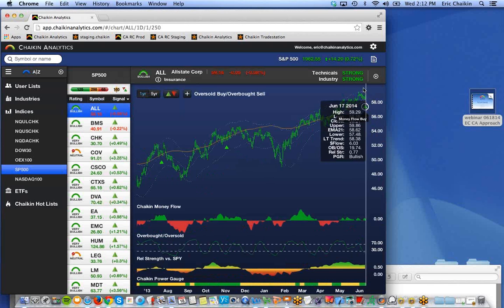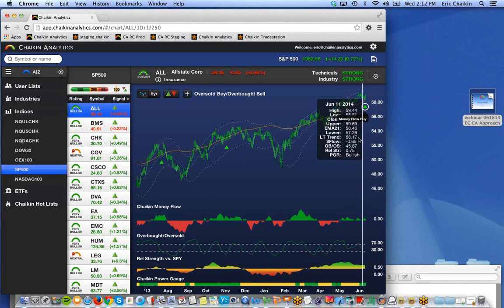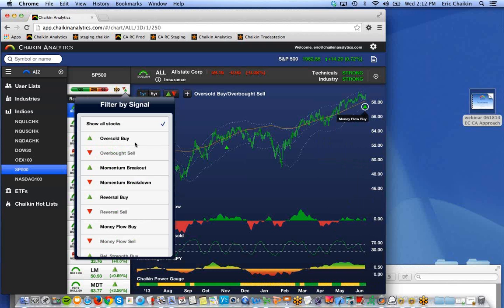So that means it crossed over its 21-day, its intermediate short-term average, and it had positive money flow and a bullish rating. 6 pairs of buy-sell signals in the system. You can filter for any particular one.